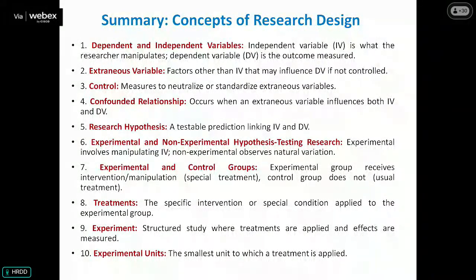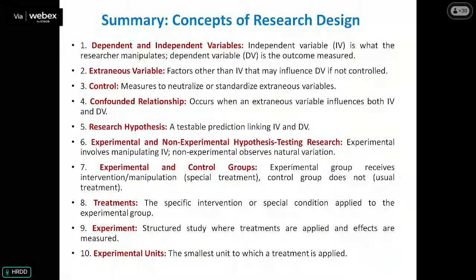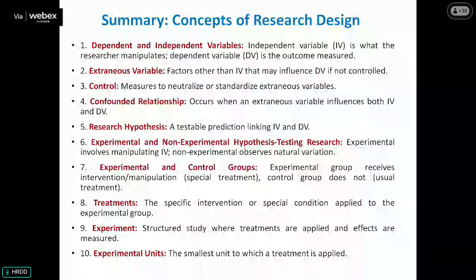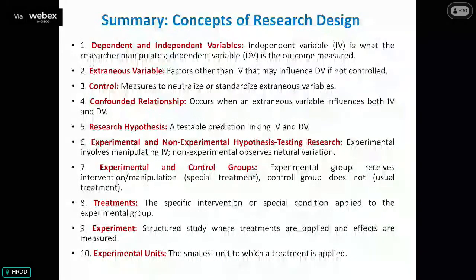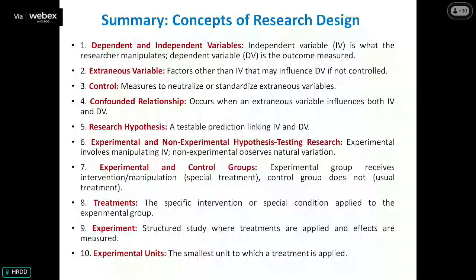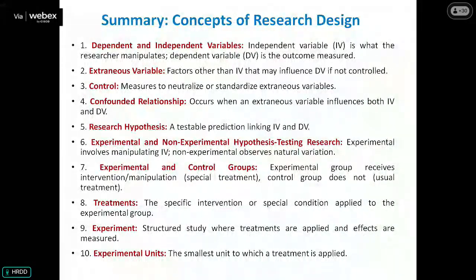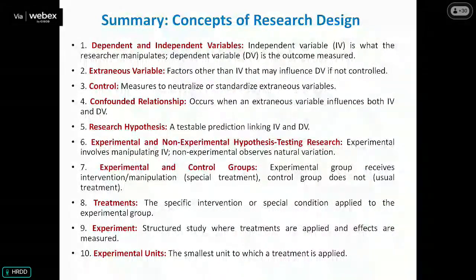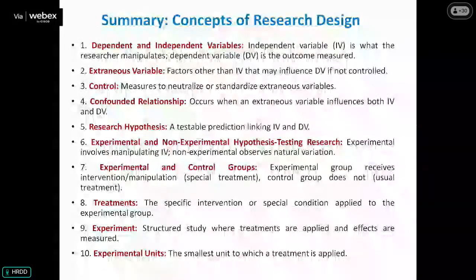Extraneous variables are factors other than the independent variable that may influence the dependent variable if not controlled. Control means measures to neutralize or standardize extraneous variables. If we are able to neutralize the effect of extraneous variables, we do not allow them to interfere, and then we say it is a control experiment. Often in our research we say control experiments. Have you read control experiments? Control experiments are performed when we are not allowing external factors to influence our study, right? So that is what a control experiment is.